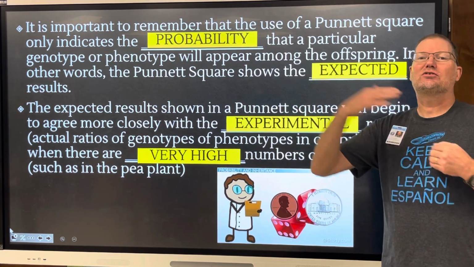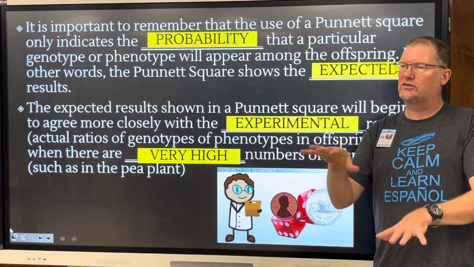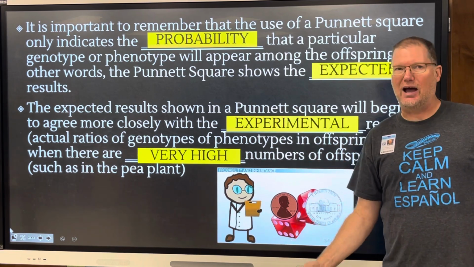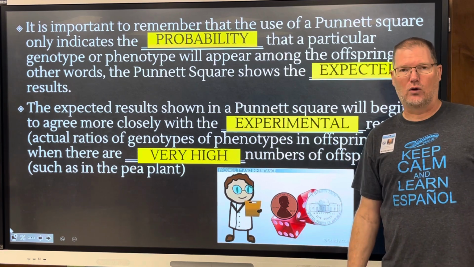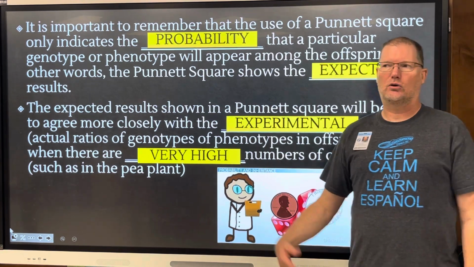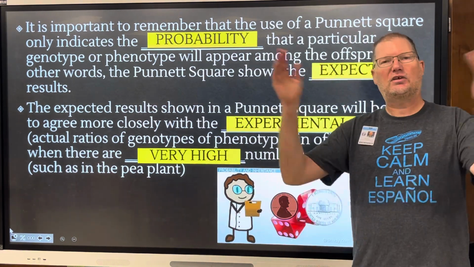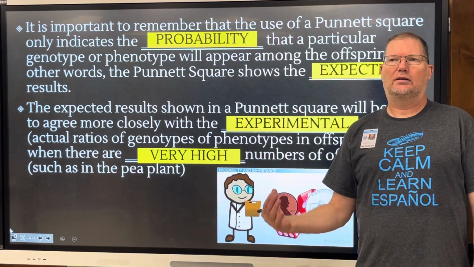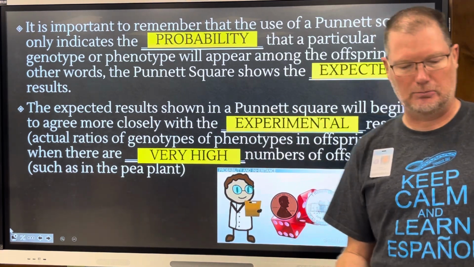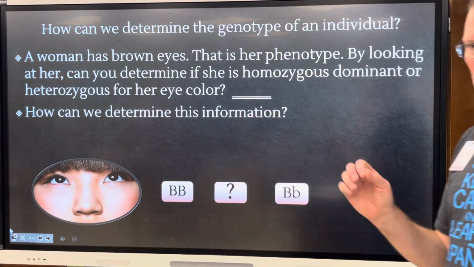But if I did it 100 times, very high numbers, then the heads and tails numbers would balance to more of a 50-50. If I just did it 5 times and got heads 5 times in a row, whoa, 100% of the time I'm going to get heads. So if I have 5 babies and they're all blue-eyed, that means 100% of the time they're all going to be blue eyes. And you really can't say that because you haven't had a very high number of offspring, okay? That's what that means.